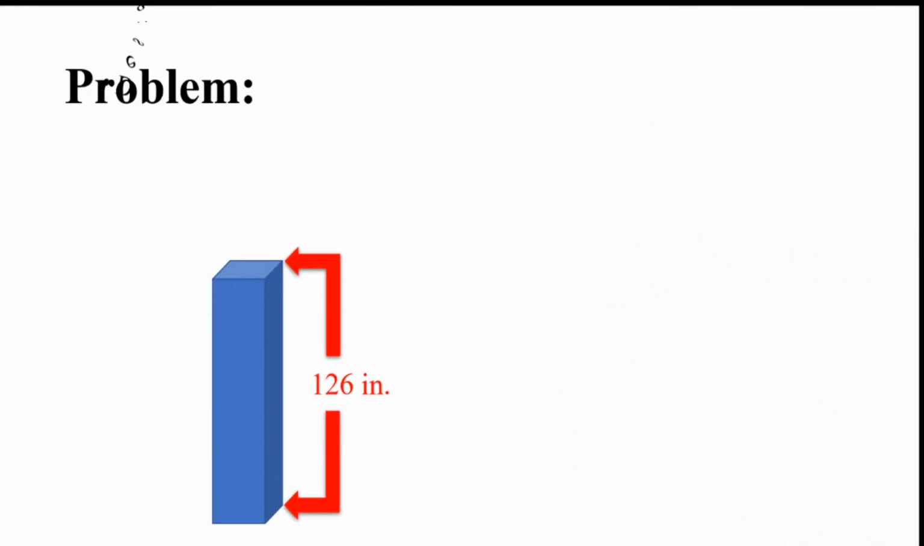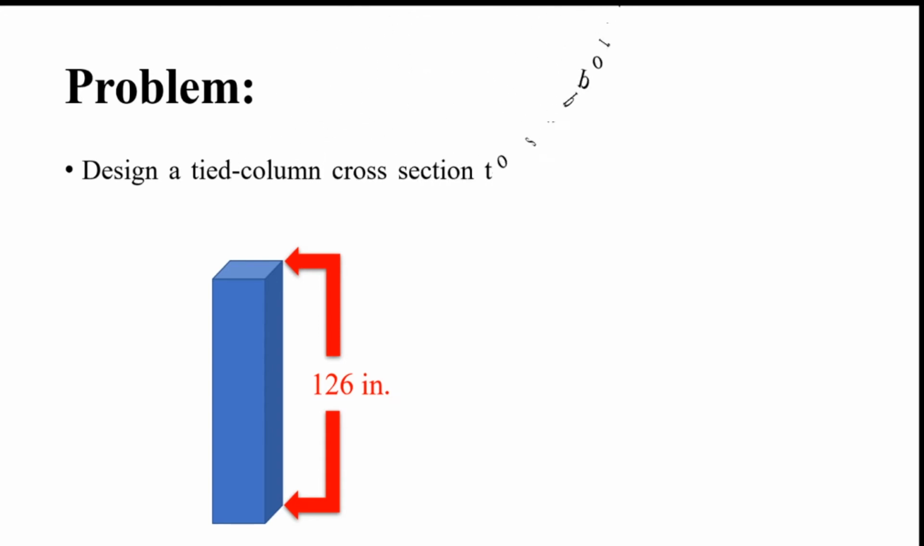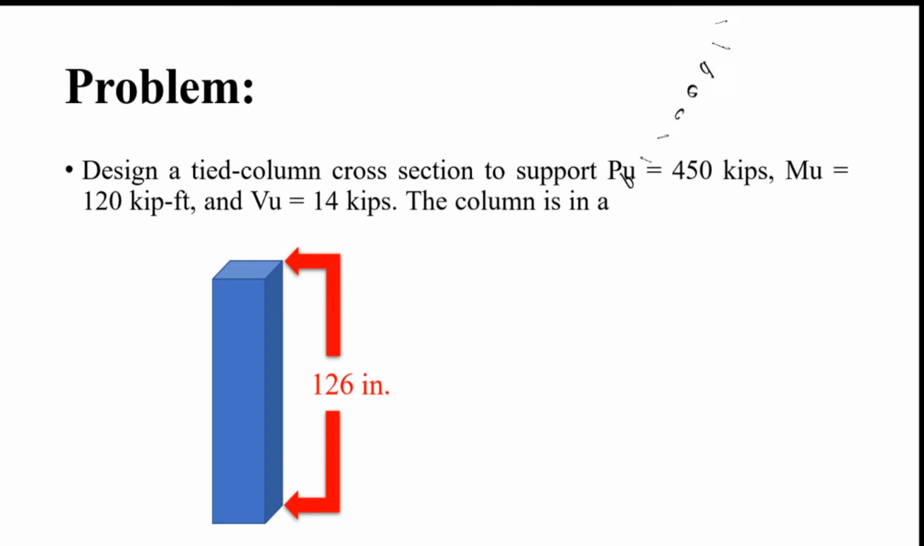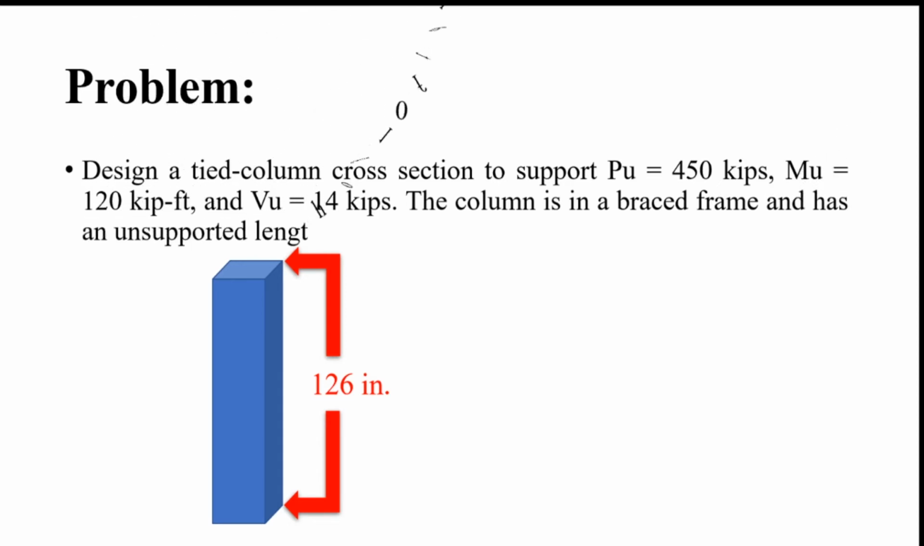The problem is to design a tied column cross-section that can support a factored axial load Pu equals 450 kips, a factored moment Mu equals 120 kip-feet, and a shear Vu equals 14 kips. The column is in a braced frame and has an unsupported length of 10 feet 6 inches.